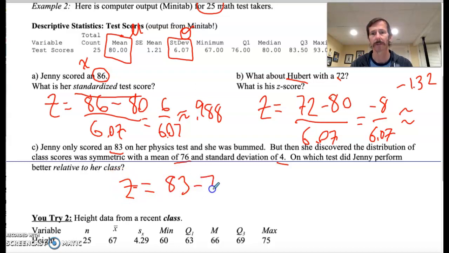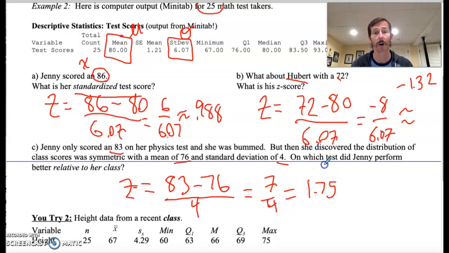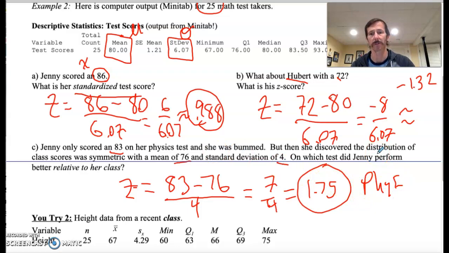83 minus 76 over 4. So again, her score minus the mean divided by standard deviation. 83 minus 76 is 7. 7 divided by 4 is 1.75. So she is almost 2 deviations above average for her physics score. She's not quite a deviation above average with her math score. So even though this is a better score, if you just look at the numbers, in relation to her class, this 83 is a much better, so she did much better in physics compared to the rest of her class.